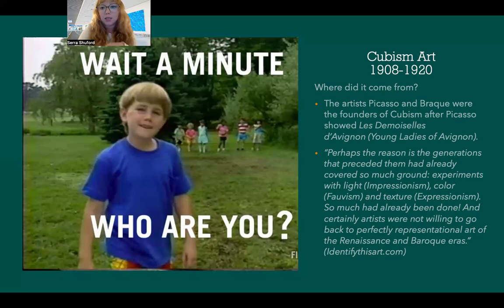So perhaps the reason is that the generations that preceded them had already covered so much ground: experiments with light in Impressionism, color in Fauvism, and texture with Expressionism. So much had already been done, and certainly artists were not willing to go back to the perfectly representational art of the Renaissance and the Baroque eras. That comes from identifythisart.com. But yeah, it was just seeking something more than what had been created already.